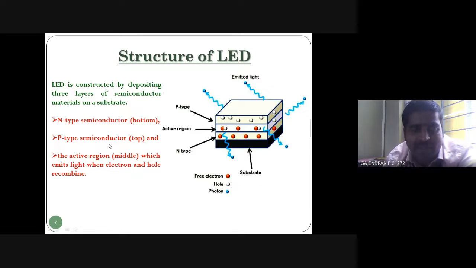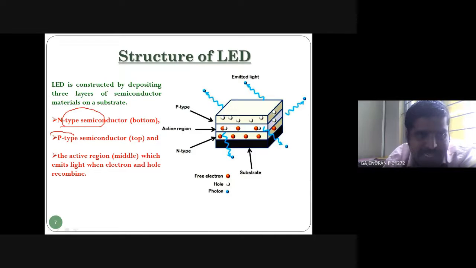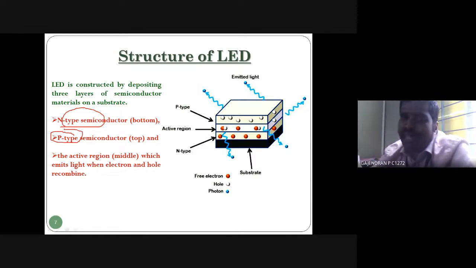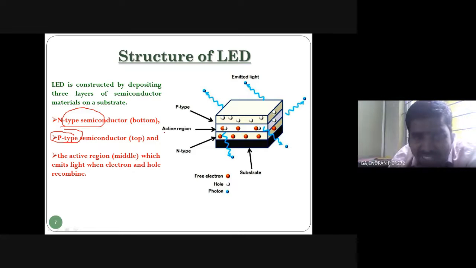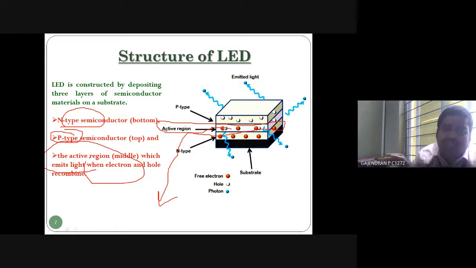Then I know in a PN junction I have two layers, P type and N type. What is new in the LED? That is your active region. The active region is the one in which the photons generated inside your PN junction diode will be emitted out, thereby giving the illumination. That's all, sir. The LED concept is over.